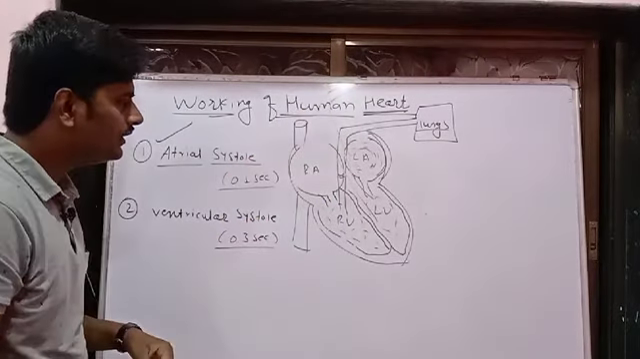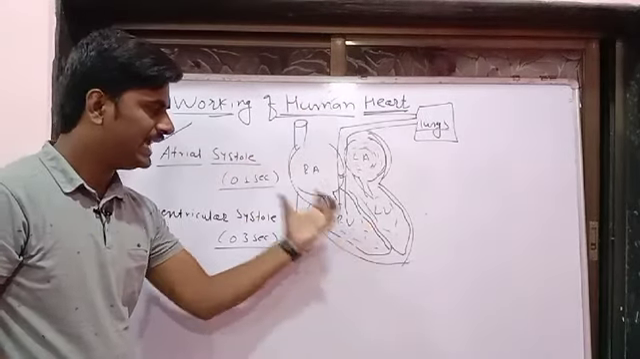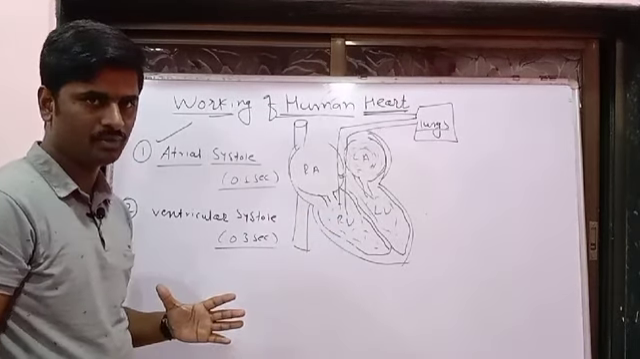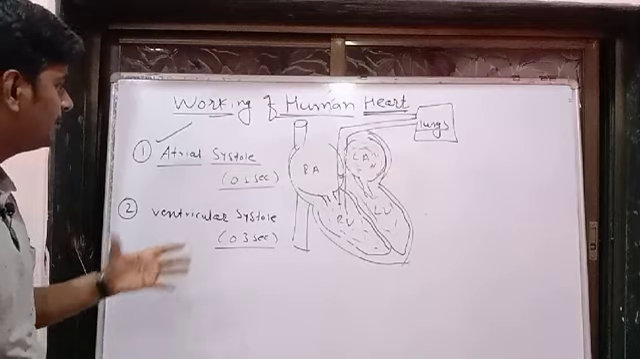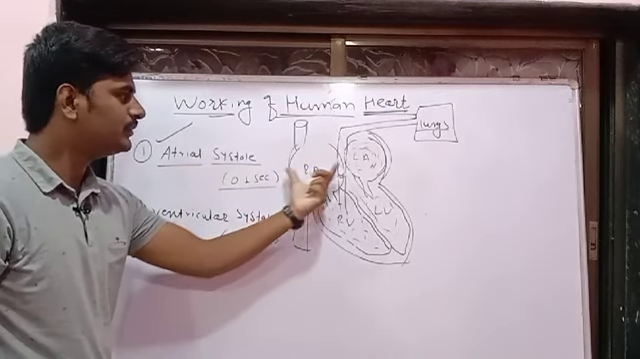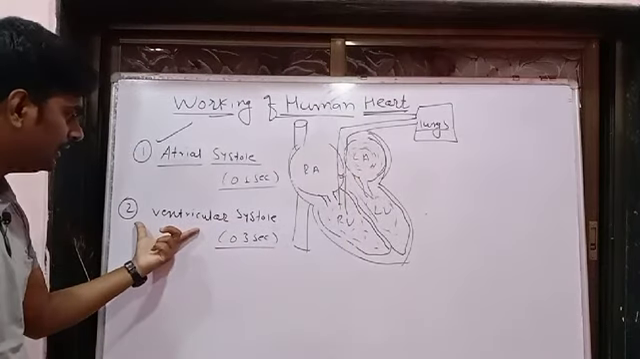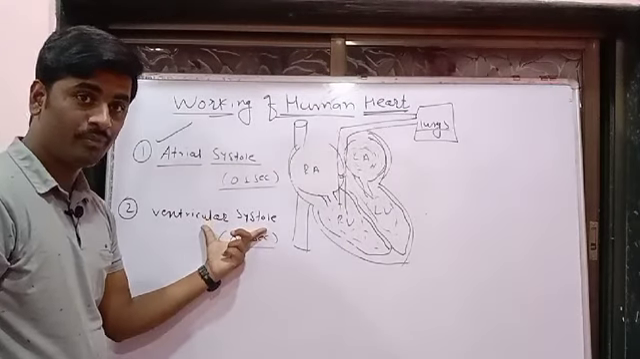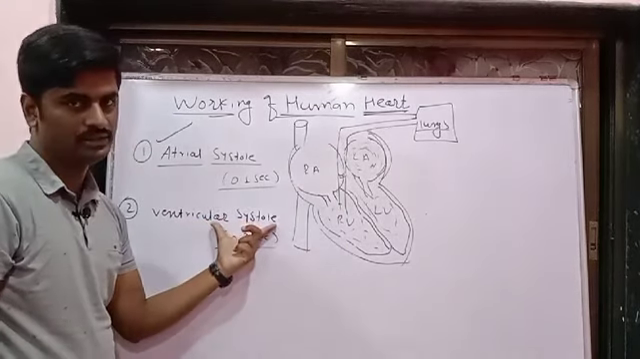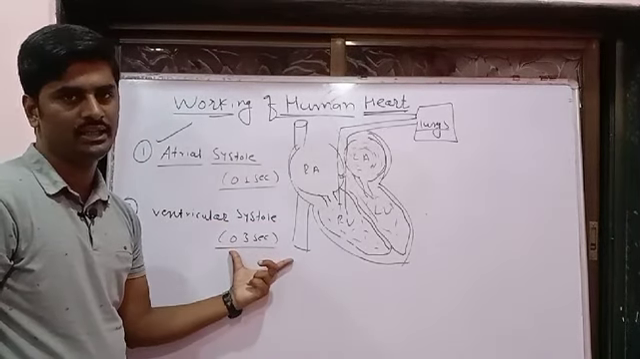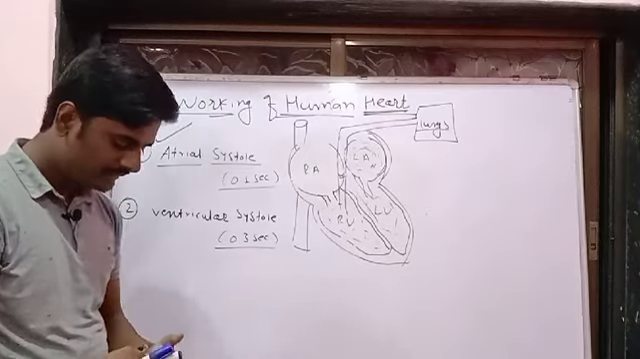So after contraction, those kinds of changes take place inside the ventricles. What we studied is what changes take place inside the atria and inside the ventricles, and what changes occur when the atria undergo systolic condition. It takes 0.3 second.